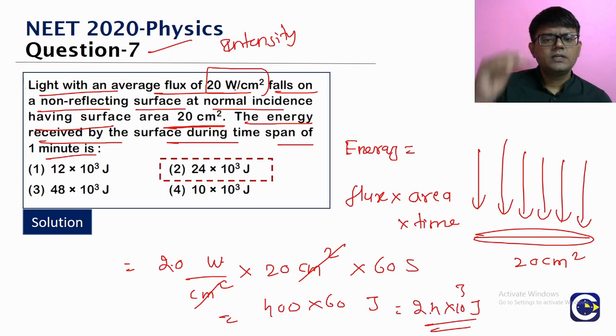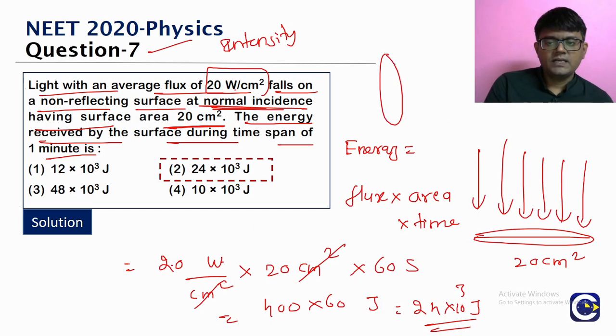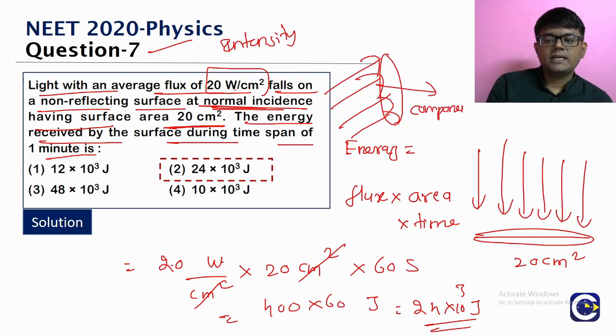All we are doing is the energy flux multiplied by the area, since it is falling normal to the area. If it were making an angle, then we would have taken the component. We have to be careful here. Normal incidence means the flux is falling normal to the area, which is why it is simply flux into area. For example, if the flux is making an angle, then we take the component of the flux along the normal to the plane.